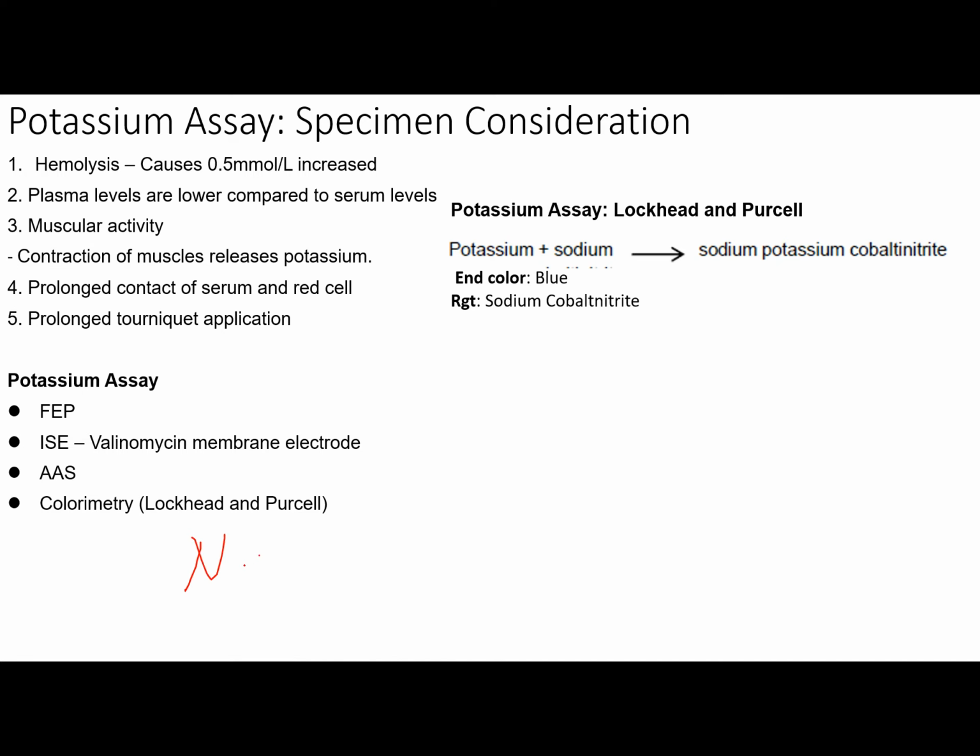So for sodium, the colorimetric method is your Albanese-Lein. For potassium, it's known as your Lockhead and Purcell. So in the Lockhead and Purcell potassium assay, potassium plus sodium would convert into sodium potassium cobalt nitrate. The end color is blue. The reagent is sodium cobalt nitrate. So in your laboratory class, when you test, the end color should be blue for potassium. Sodium is yellow, blue for potassium. Reagent is sodium cobalt nitrate.